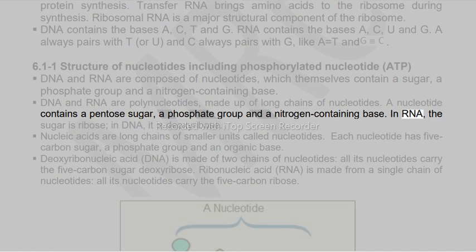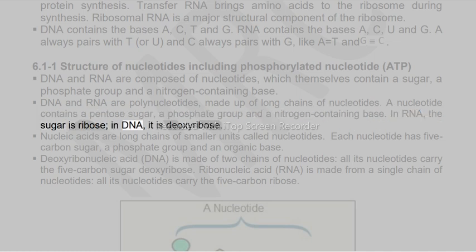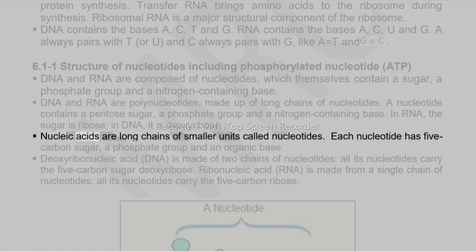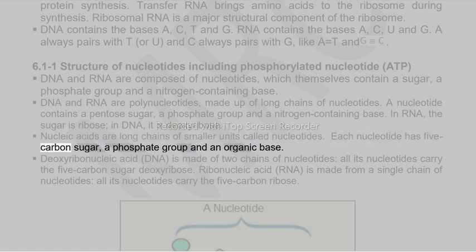In RNA, the sugar is ribose. In DNA, it is deoxyribose. Nucleic acids are long chains of smaller units called nucleotides. Each nucleotide has a 5-carbon sugar, a phosphate group and an organic base.